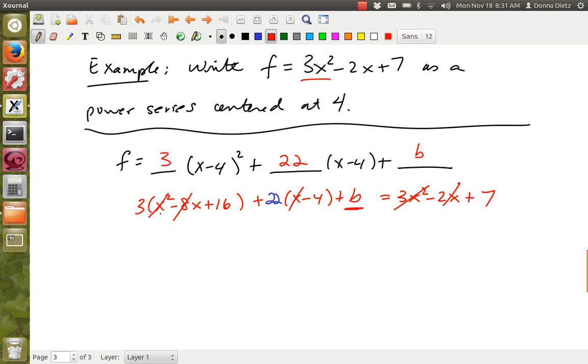So 3 times 16, 48, plus 22b is equal to 7. So we have... okay, I gotta get my algebra straight, sorry about that. Alright, so 22 minus 4 is minus 88, of course. And so we have minus 40 plus b is 7. I'm going to add 40 to both sides.